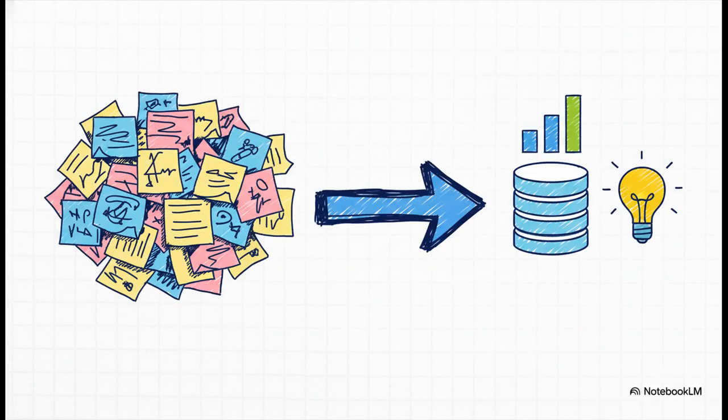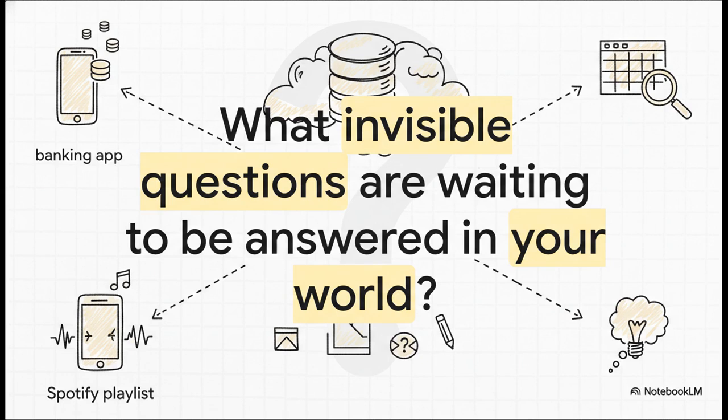And that's the whole journey, right there. You go from a messy pile of sticky notes to a powerful system that gives you incredible insights whenever you want them. It's literally going from chaos to clarity. So, I'll leave you with this. From the app you use for your banking to the playlist that Spotify built just for you, databases are working behind the scenes, answering questions that shape your entire world. So, what are the invisible questions in your life or in your work that are just waiting to be answered if you just had the right system to ask?